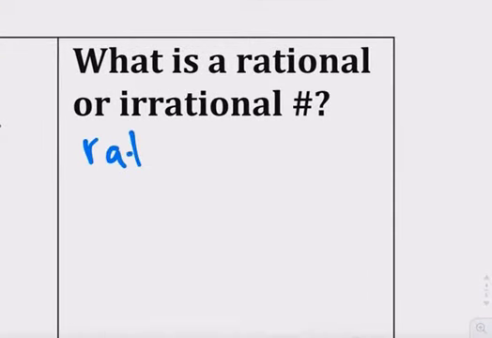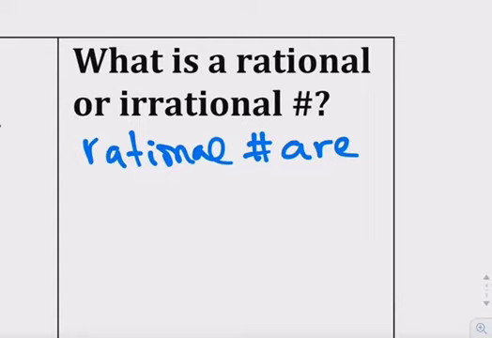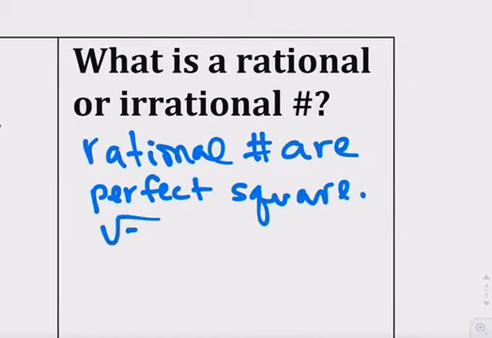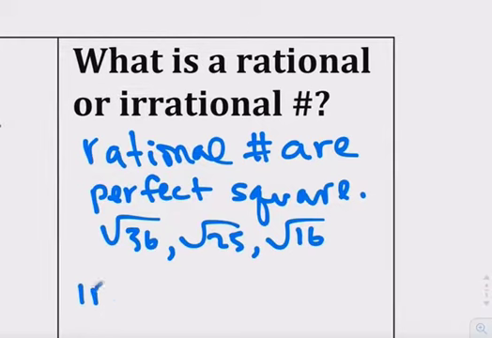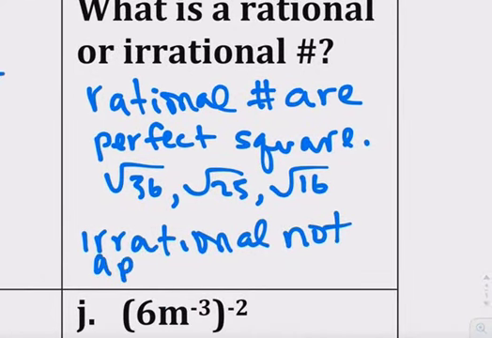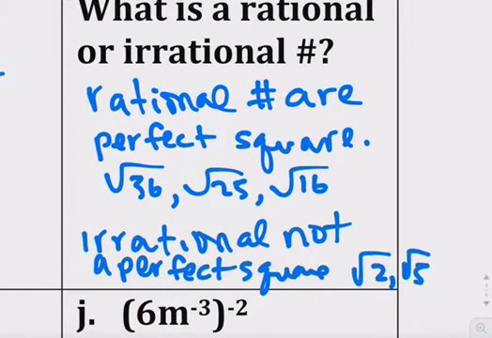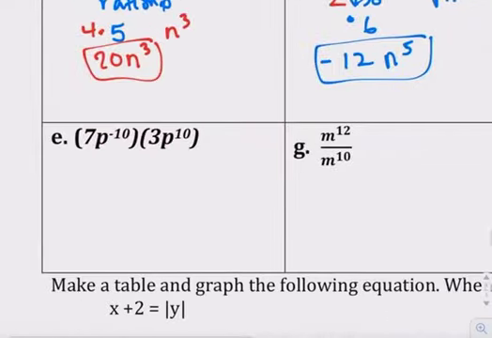Okay, rational numbers are perfect squares. That's what I need you to remember. There's more to it than this, though. Rational numbers are perfect squares, like square root of 36, square root of 25, square root of 16, 4 times 4. Irrational are anything that's not a perfect square. Square root of 2, square root of 5, square root of 6, square root of 7, square root of 8, not square root of 9, square root of 10, square root of 11, all those are irrational. Okay, so remember these.